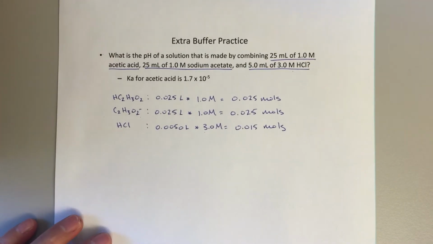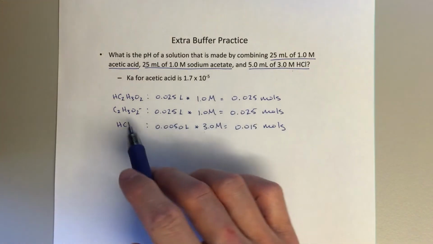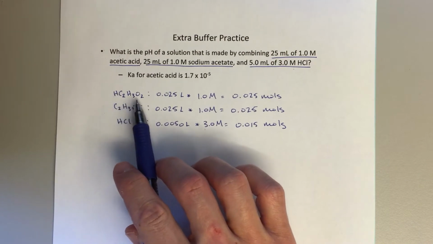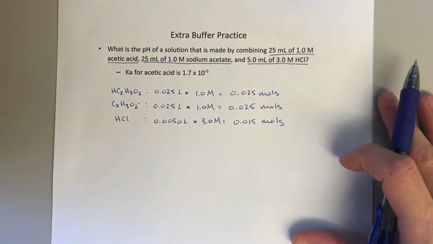Alright class, so this is the video for the extra buffer practice question that is posted on the chapter 16b slides. So I've printed out the question here. It says, what is the pH of a solution that is made by combining 25 milliliters of 1 molar acetic acid? So right here, acetic acid HC2H3O2, that's the chemical formula for acetic acid.